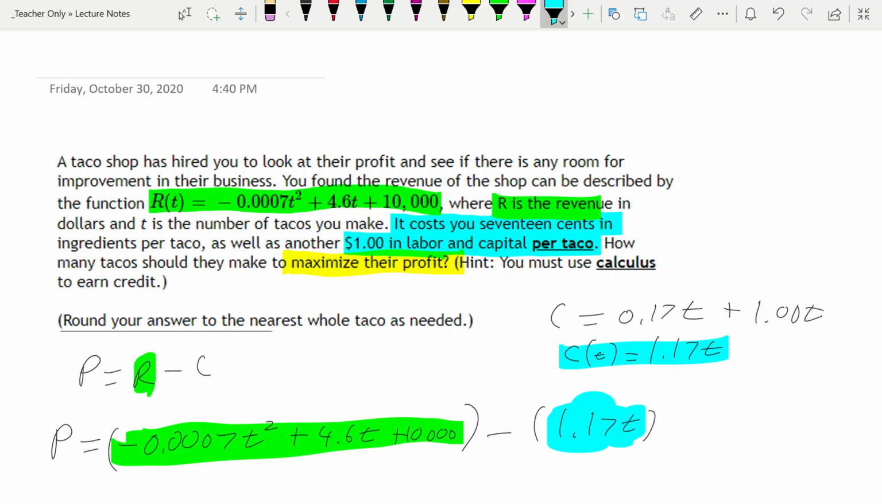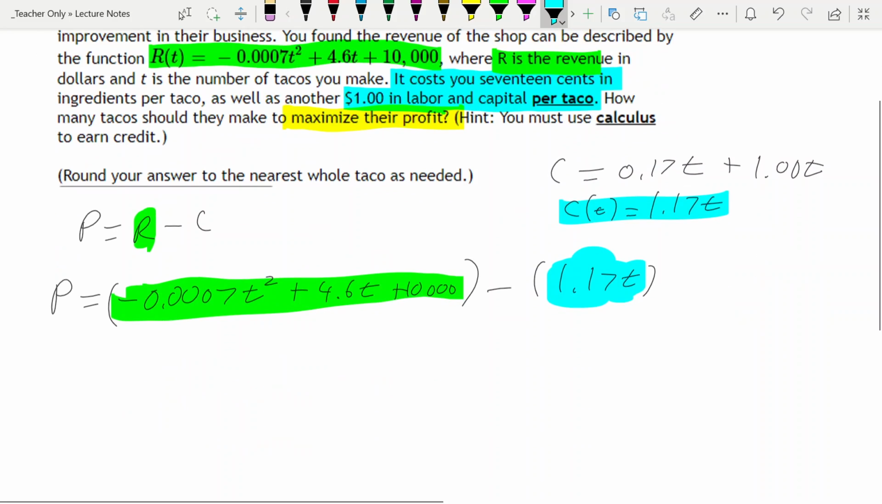And of course, if that was more complicated, we want to be very careful with those parentheses to make sure that subtraction sign would distribute. With this particular problem, it's not going to matter because there's no adding or subtracting in my cost equation up here. But if there were adding or subtracting, we'd want to be very careful.